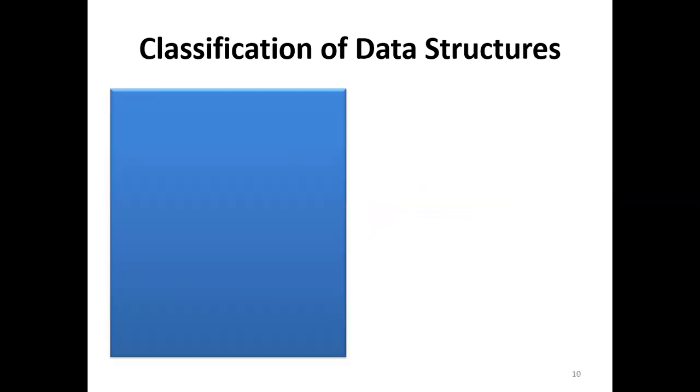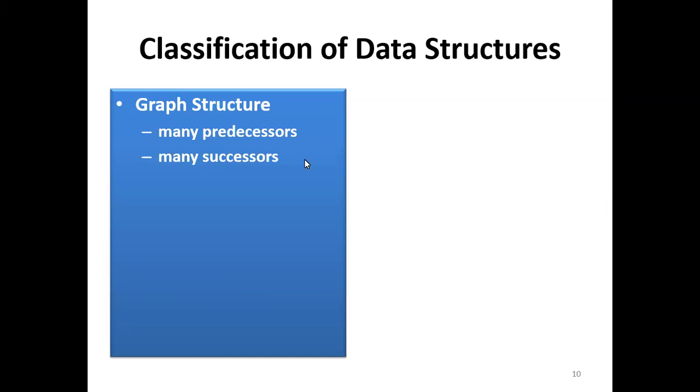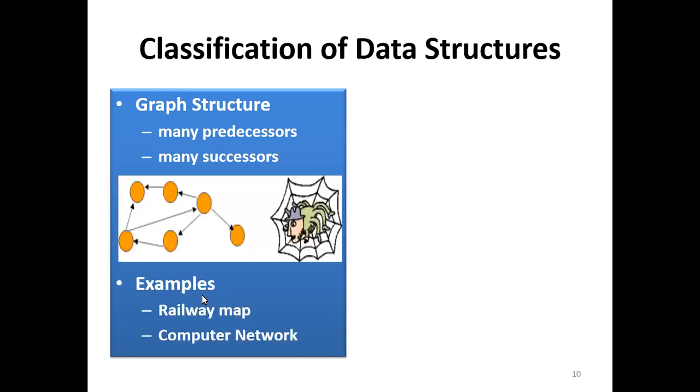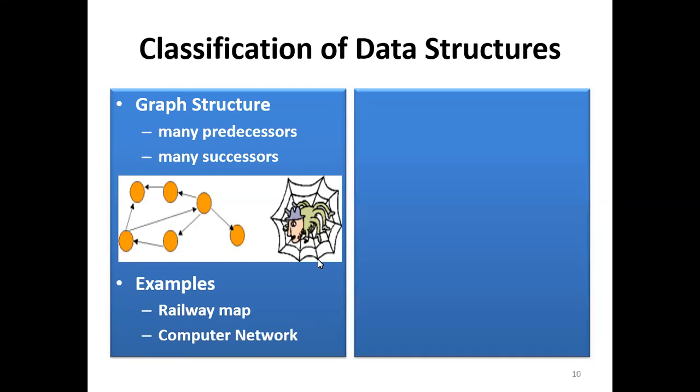And the next data structure is the graph data structure. The graph data structure has many predecessors and many successors. A good example of it is the railway map, where you have different points going to different locations, and one point going to other different locations, just here and there, with no particular organized means of linking them. Also, another example is a network of computers.